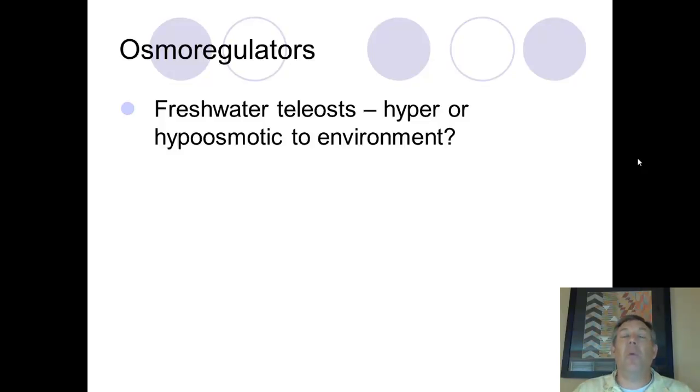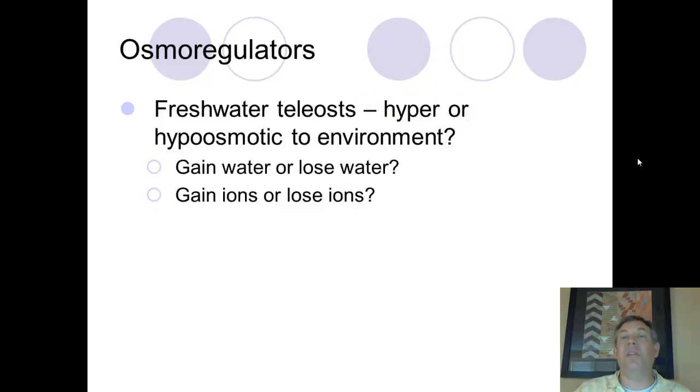So if we look at a freshwater teleost, is that going to be hyper or hypoosmotic to its environment? The freshwater fish is saltier than its environment, so it is hyperosmotic to its environment. And so, is it going to gain water or lose water? Is it going to gain ions or lose ions? A freshwater teleost is going to gain water and lose ions.